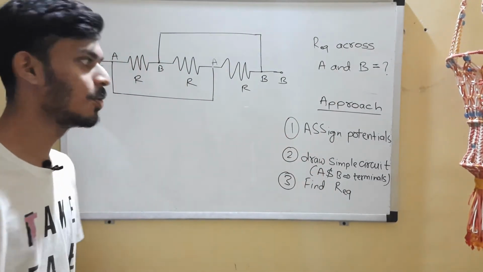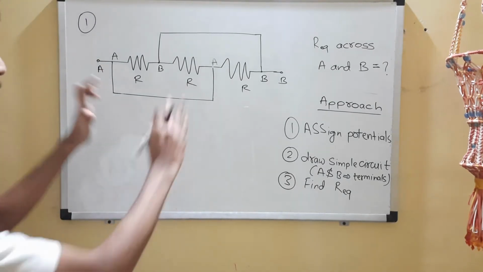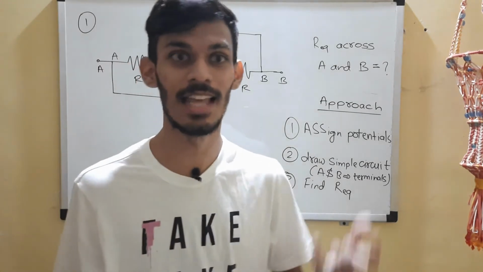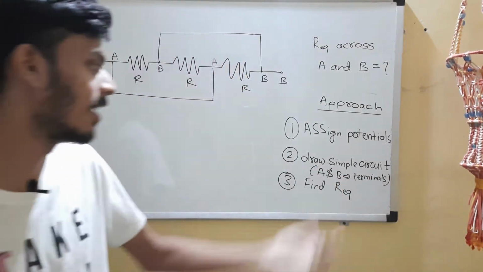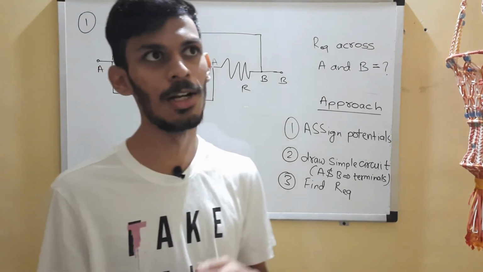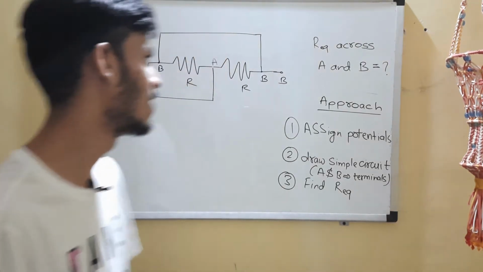Now step two is to draw a simple circuit. We cannot decode this circuit, right? We are not able to decide which resistor is in series and which is in parallel. So we are supposed to draw a simple circuit wherein we'll be able to decide which one is in series and which one is in parallel.